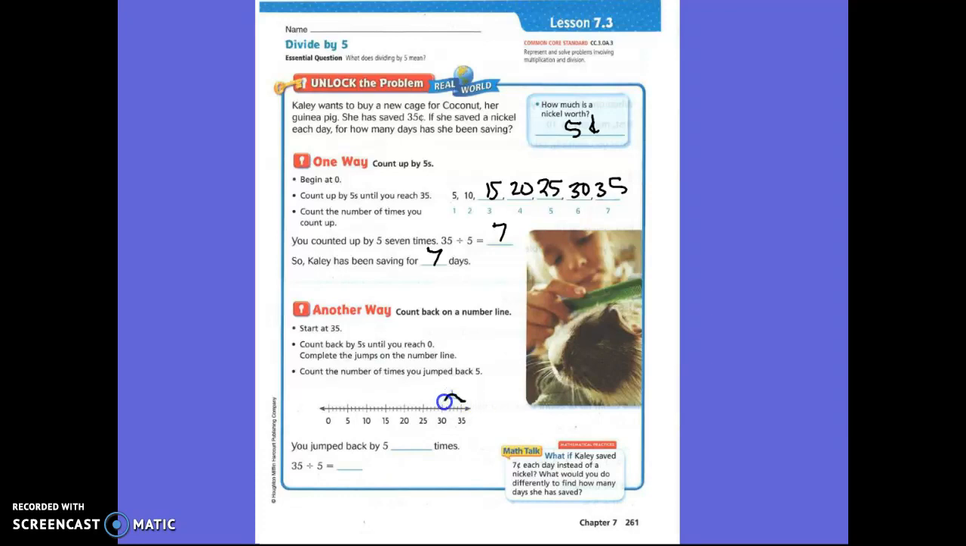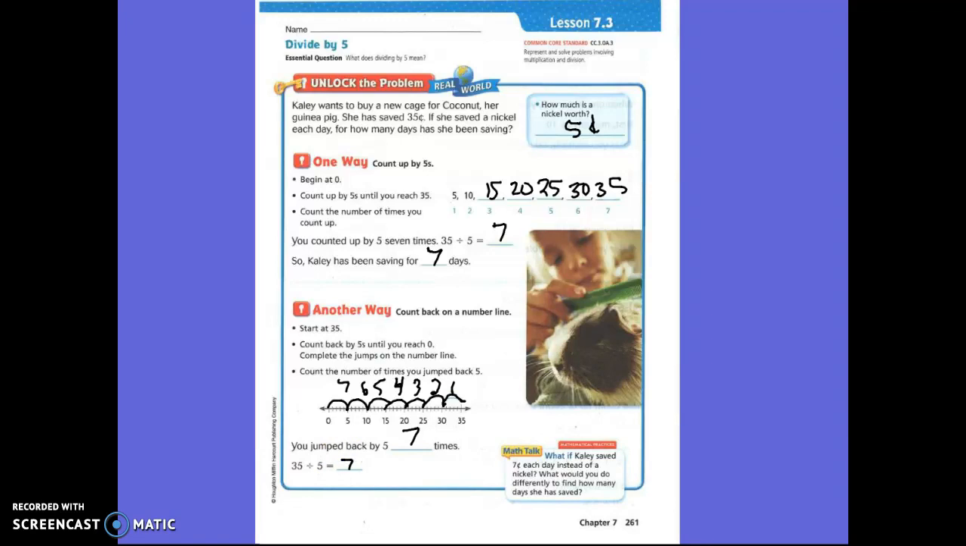So show your jumps. 35 minus 5 is? No, 35 minus 5, not 10. 30 minus another 5 would be? 25. Another 5? 20. Another 5? 15. Another 5? 10. Another 5? 5. And the last 5? 0. How many jumps do you have? 7. 1, 2, 3, 4, 5, 6, 7. You jump back 7 times. So 35 divided by 5 equals.